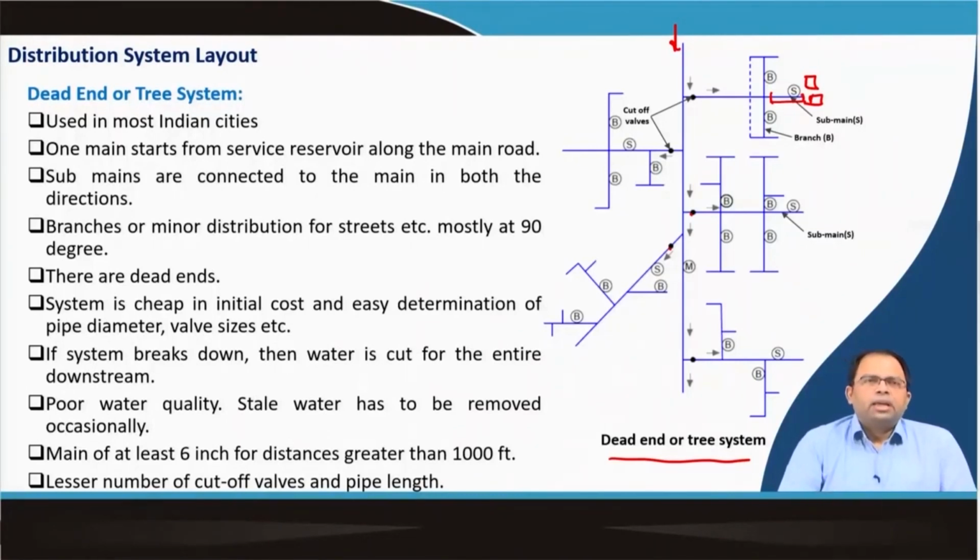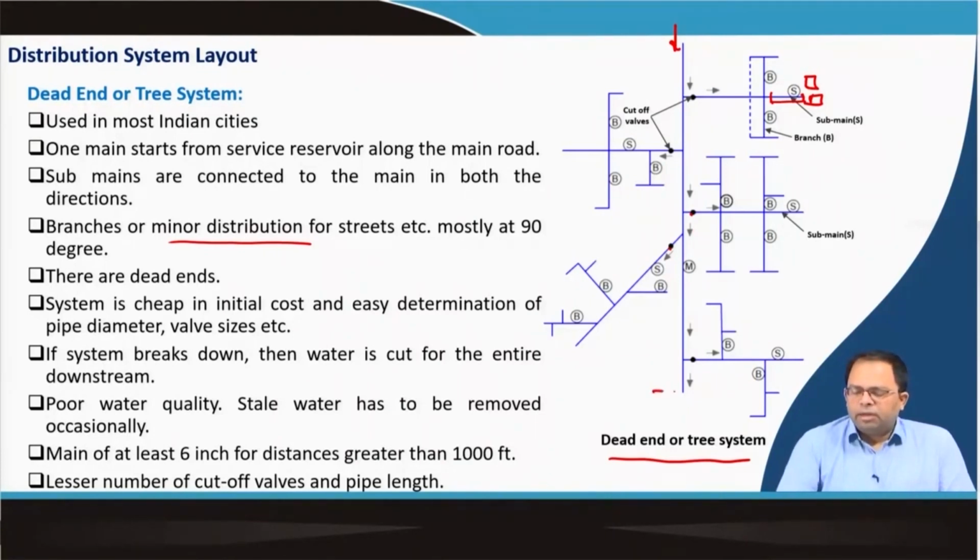So I will just quickly go through the points. Most Indian cities show this kind of system, and one main starts from the service reservoir along the main road, and from there we can have submains, and then branches in both directions. Branches are minor distributions for streets, mostly at 90 degrees, and there are dead ends. The system is cheap in initial cost and allows easy determination of pipe diameter and valve sizes, because it's pretty easy to solve this kind of network, as you can understand from this.